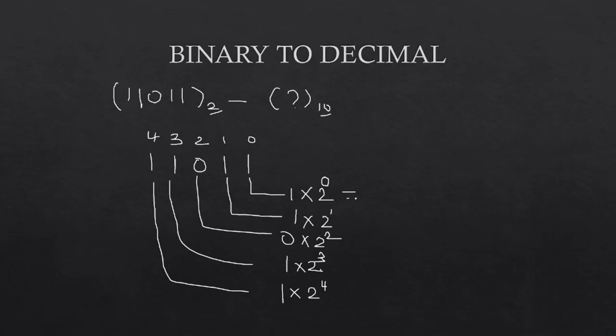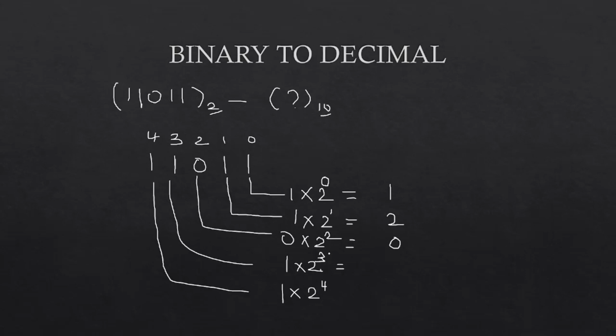After that, what you have to do? Anything to the power of 0 is what? In mathematics we say it is 1. So 1 into 1 is 1. Next, 1 into 2 to the power of 1. 2 to the power of 1 is 2, so 1 into 2 is 2. Again here, 0 multiplied by anything is 0, so no need to do the square and all. Directly you can mention 0 here.